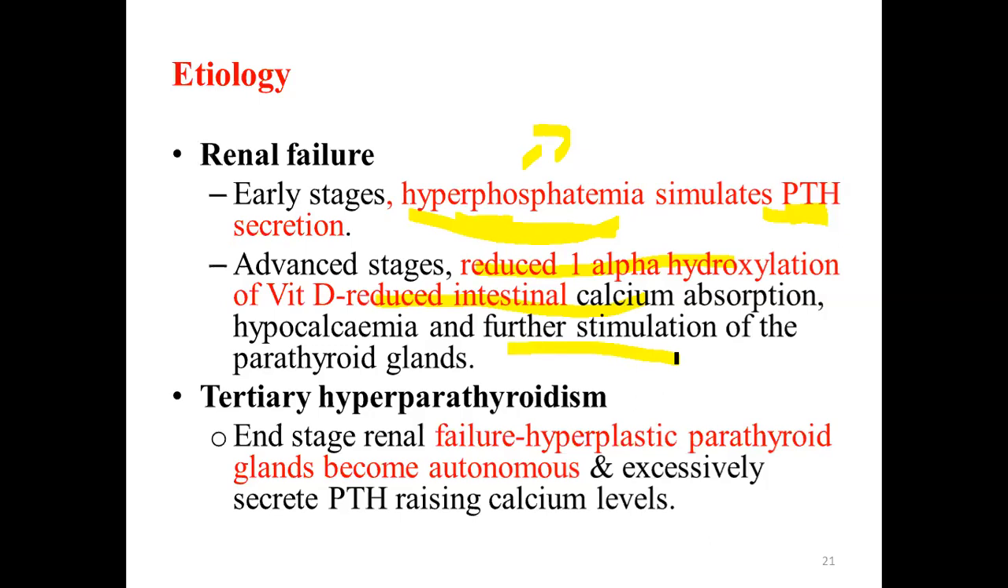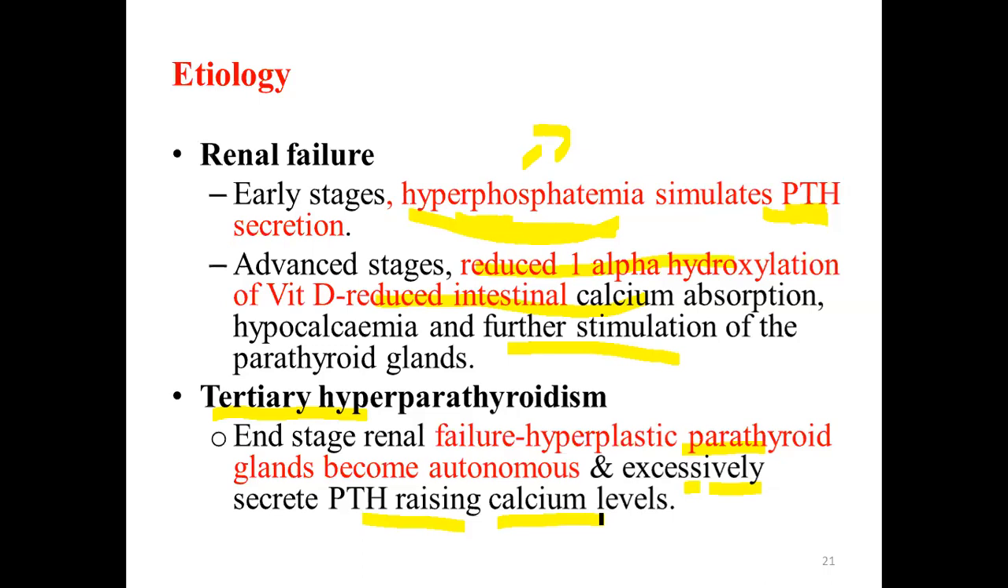Then tertiary hyperparathyroidism refers to a result of secondary hyperparathyroidism, where the gland undergoes hyperplasia. For example, chronic renal failure is the major cause of tertiary hyperparathyroidism. So what will happen in chronic renal failure? The kidney is no longer functioning at this level, so it is no longer working its function. So what will happen? There is hyperplasia of the gland. Now the gland becomes autonomous, excessively producing the hormone and raising the calcium level.